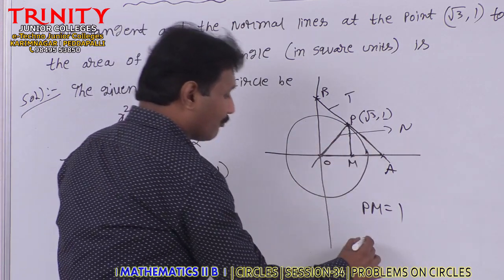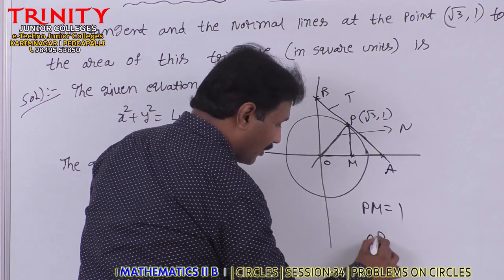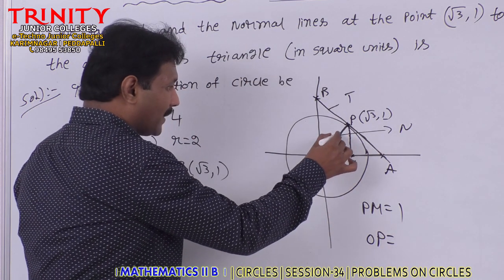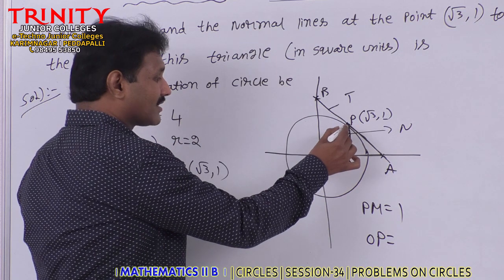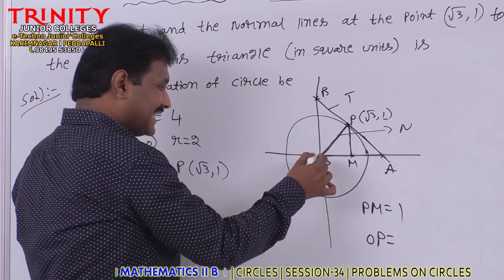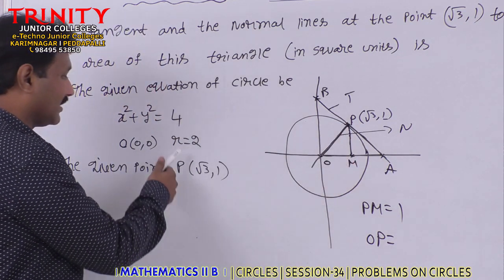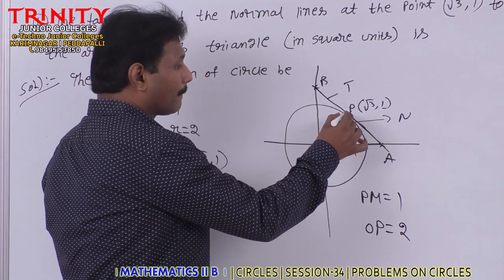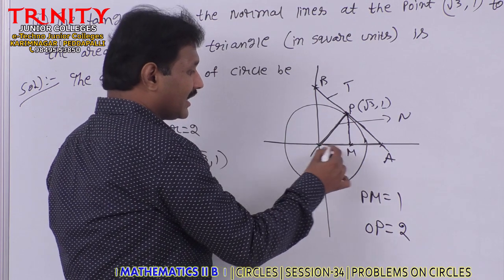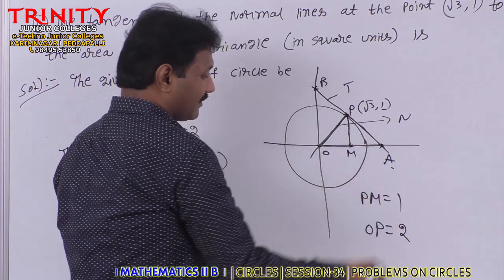And the length of OM, first of all, OP. The length of OP is nothing but the radius of the circle. P is a point on the circle, O is the origin. OP is the radius of the circle, which is equal to 2. OP equals 2, PM equals 1. We need the area. First we need the point A.